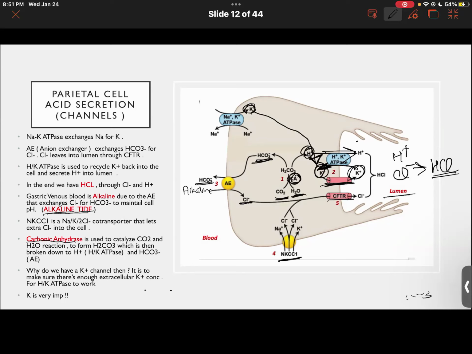Then we also have the NKCC1, which is a co-transporter. It allows one sodium, one potassium, and two chlorine to come into the cell, all of them in the same direction. And this chlorine then joins the other chlorine that came in through the anion exchanger and exits to the chlorine channel. That's everything that we need to know on this slide.